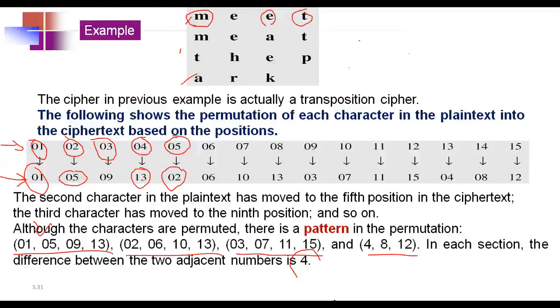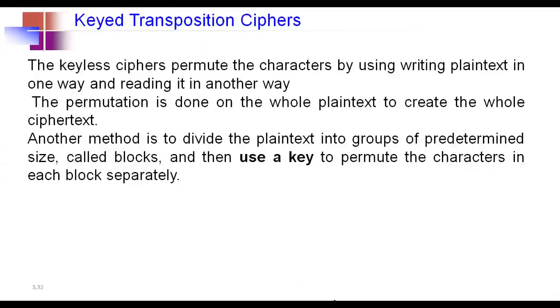There is no key. The keyless ciphers permute the characters by writing plain text in one way and reading it in another way. That means we have written row wise but read column wise, but the permutation is done on the whole plain text to create the whole ciphertext.